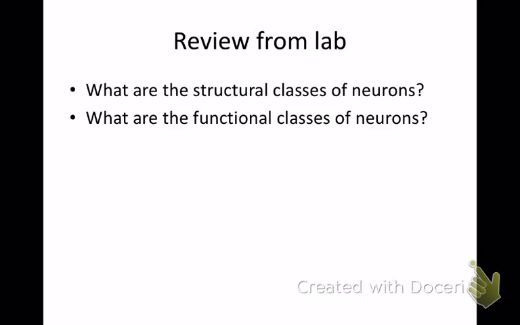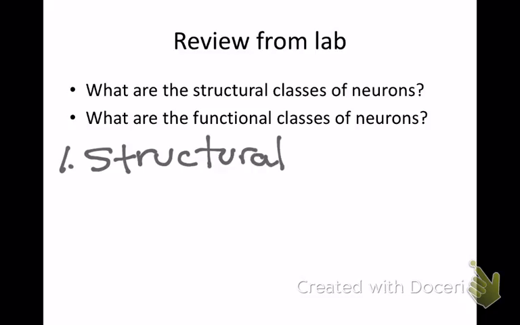So you know that the neurons are the functional cells of the nervous system. They're the ones that initiate and conduct nerve impulses and give you all your nervous system activity. The classes of neurons are divided into two kinds, and the first kind is the structural class, and the structural classes are based on the number of cell processes.